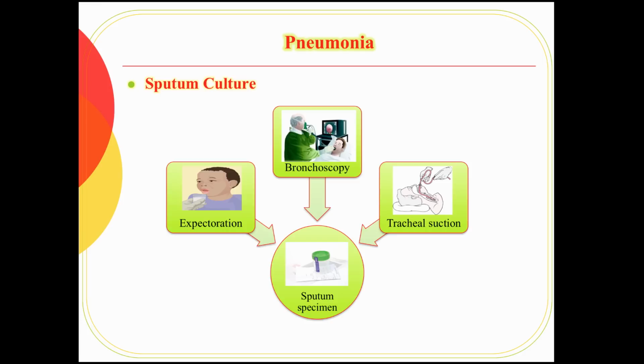The other test is a sputum culture. Again, we talked about why we get a sputum. We can ask the patient to cough it up, or if the patient is unable, we can get it through bronchoscopy, or we can suction the patient. Then there are some very important instructions about the sputum culture in order to get the sample and to get a good result.